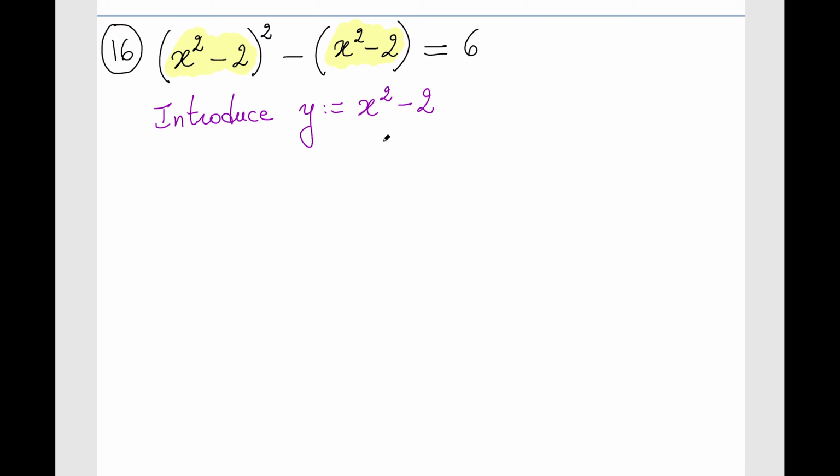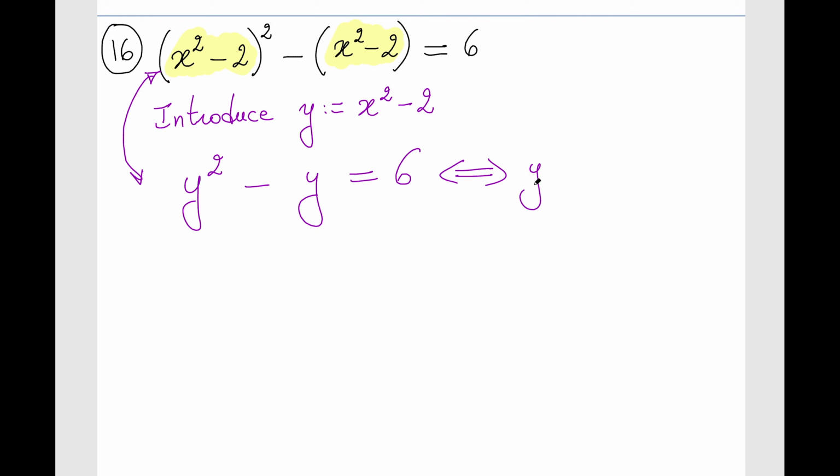All right. As such, this equation becomes y squared, the whole thing inside is y, we labeled it as y. This becomes y squared minus y equals 6. This is quadratic. If you want to write it in standard form, y squared minus y minus 6 equals 0. Am I correct? This quadratic equation is very similar to the previous problem, but before we had a plus here.